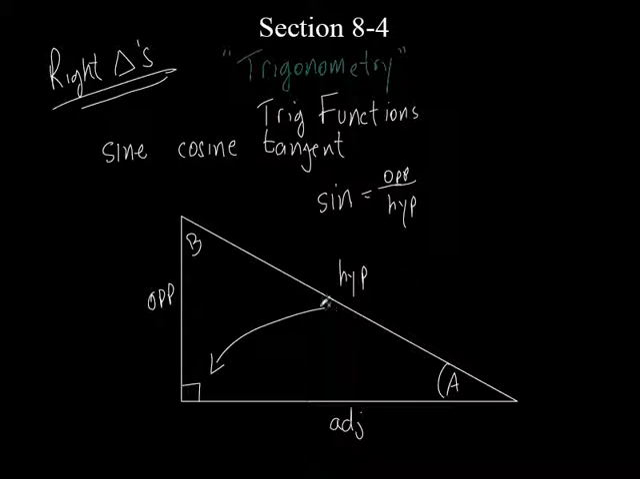Okay, so the hypotenuse is opposite the right angle. See how it's across from it? See, it's across from it. It's not next to it. See, this one's next to it. This one's next to it.